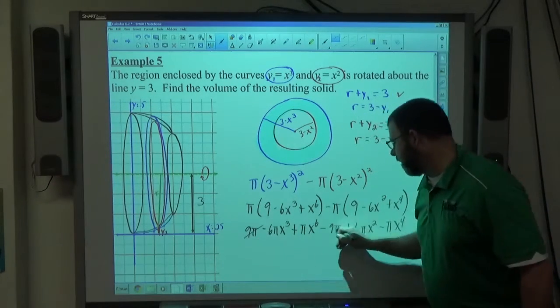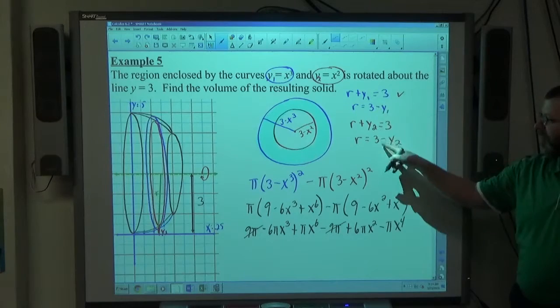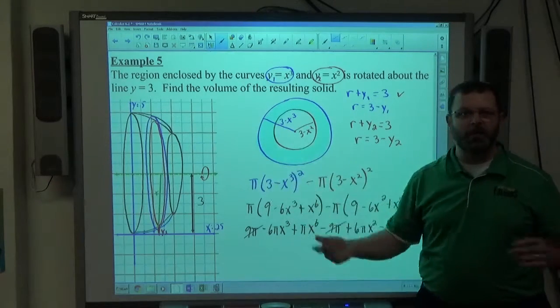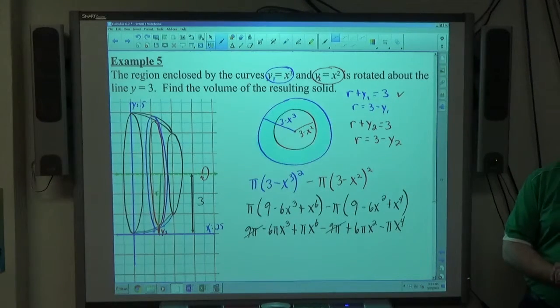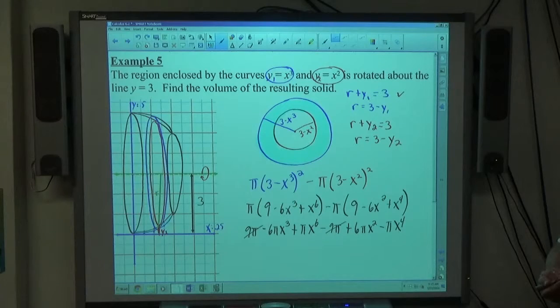9 pi minus 9 pi cancels. That may or may not happen. More often than not, these are going to be the same numbers, so of course they're going to subtract and make it the same 10 every time, but there's no guarantee that you're going to get that constant to go away. All the rest of the powers don't match up at all, do they? 3, 6, 2, and 4.